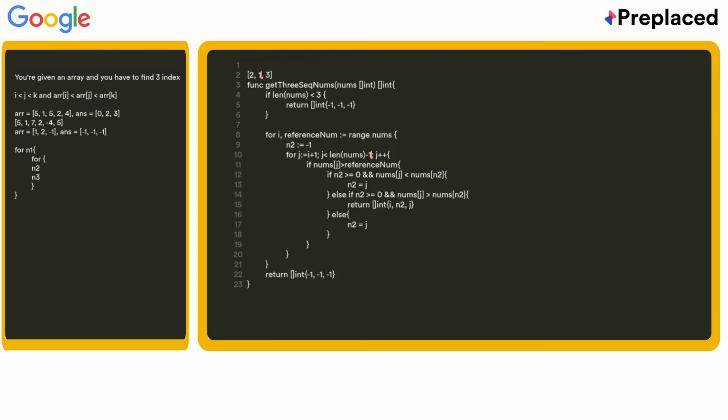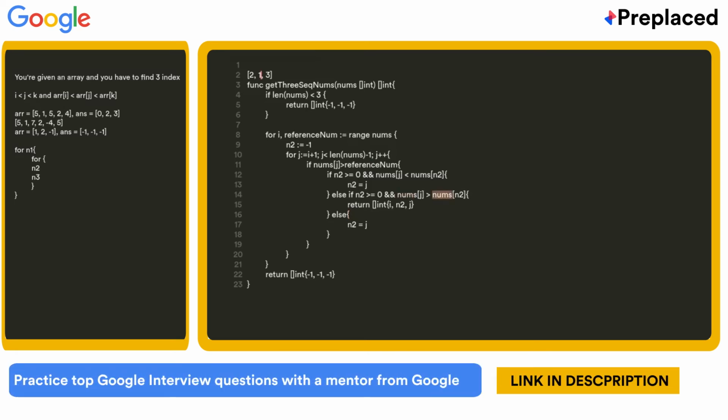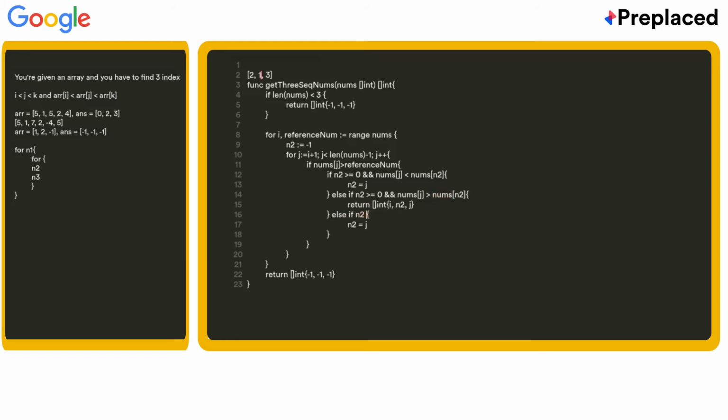There is some problem with this else condition also. Can you think if it might run into some problem due to this else condition? If the numbers are equal, maybe. Yeah, that is the case. But if the numbers are equal, then it won't be a problem.